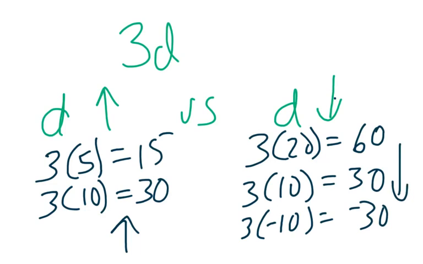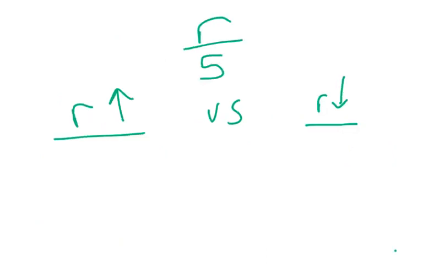So once again, pick a value to start at, plug it in, pick another value that is either above or below it, depending on how D is going. Is it increasing or decreasing? And see what happens. So let's look at another example.